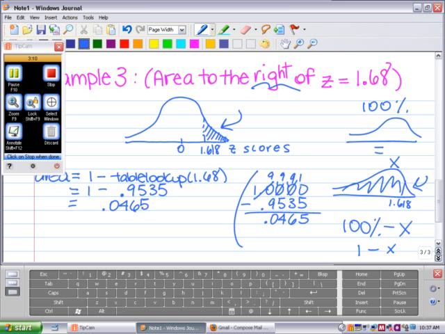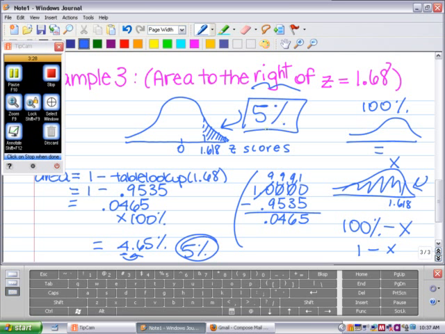So we get 0.0465 as our area, and if we want it as a percent, we would multiply by 100%, and that gives us 4.65%. And if I wanted to the nearest percent, if I was rounding, I would get 5%. So that would be our final answer. Okay, let's do another problem where we're doing to the right.